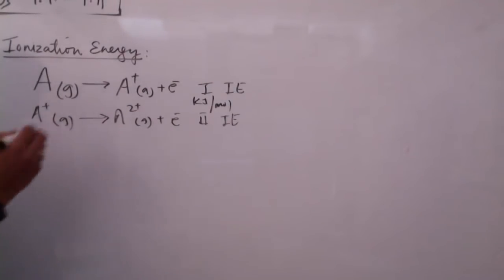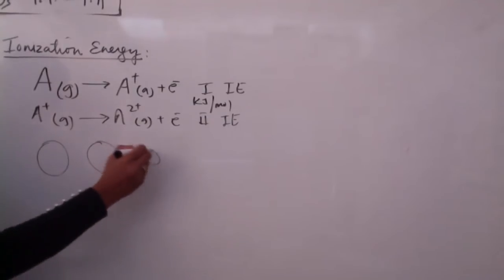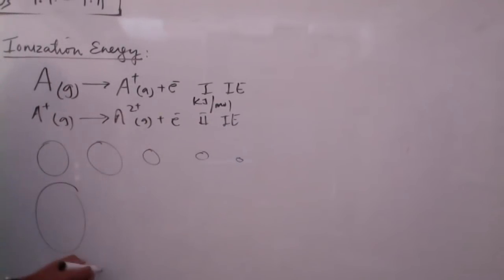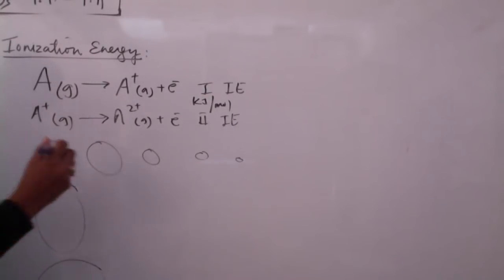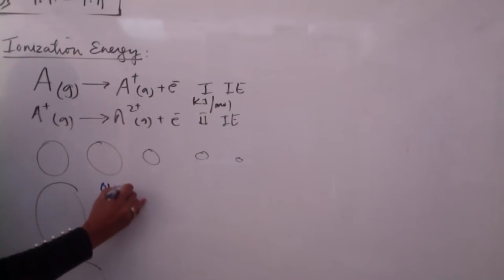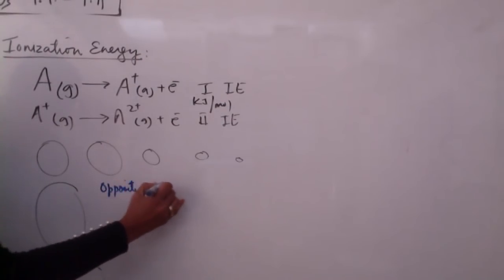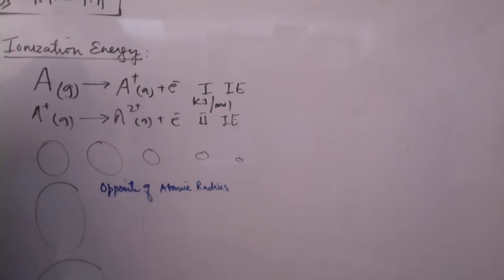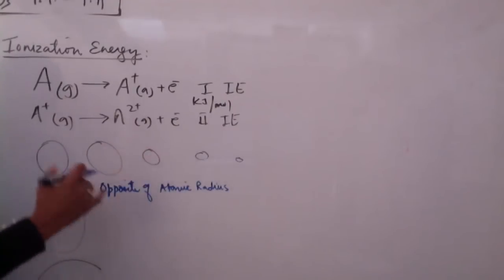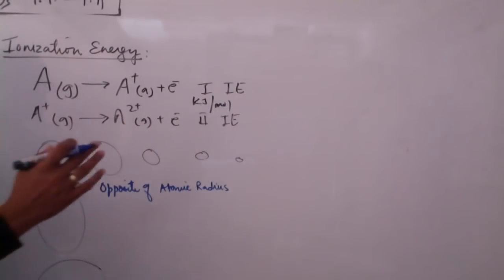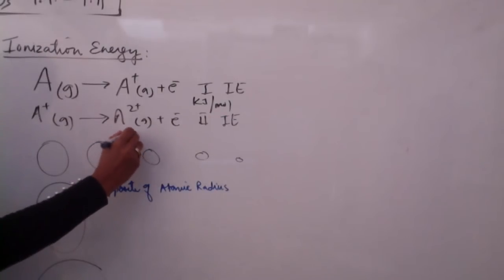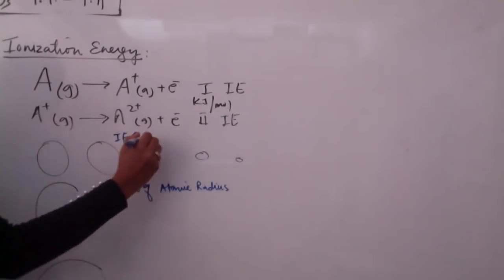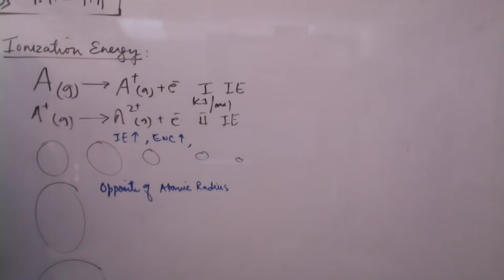Now, as we go across a period, remember, atomic radius decreases, and down the group, atomic radius increases. So the ionization energy trend is just the opposite of atomic radius, because it'll be easier to remove that electron. Across a period, ionization energy increases because atomic radius is decreasing. Effective nuclear charge is increasing, so it is harder to remove an electron.